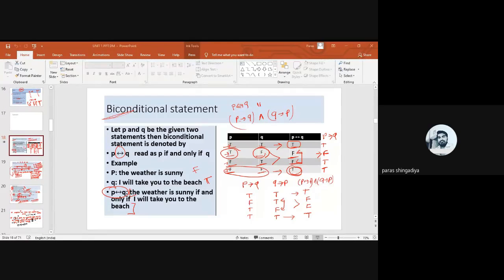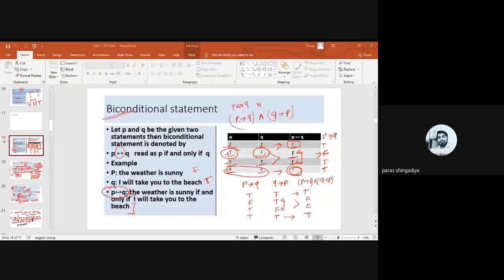So if the final answer of the compound statement is always true, no matter what the truth value of the given statements involved in it, then it is called a tautology. Here one example is given: the compound statement P or negation P.